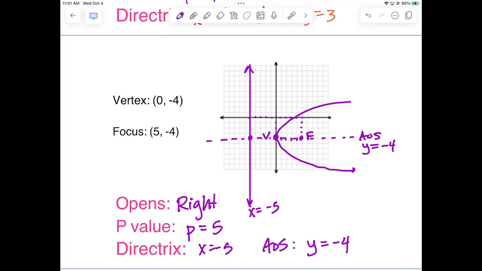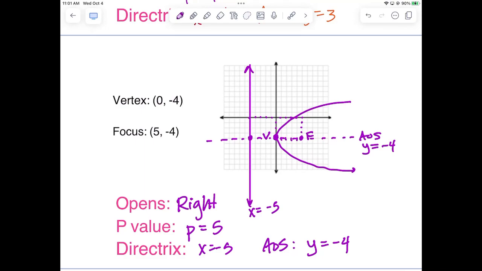Plot your points. Know that the parabola eats the focus. So you get it. It looks like this: (0, -4), (5, -4). So if it eats the focus, it opens to the right. The p-value is the directed distance from the vertex to the focus, which is 5 units. So because it's to the right, p is +5. If you go back 5 units, 1, 2, 3, 4, 5, you're at -5, and that's the vertical line. Then x equals -5. That is the directrix.